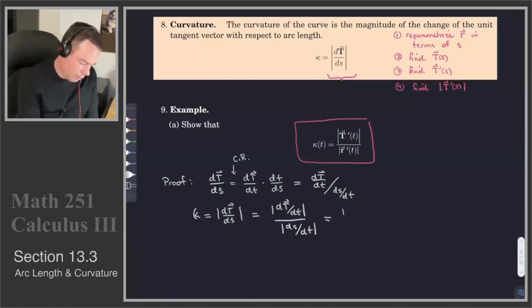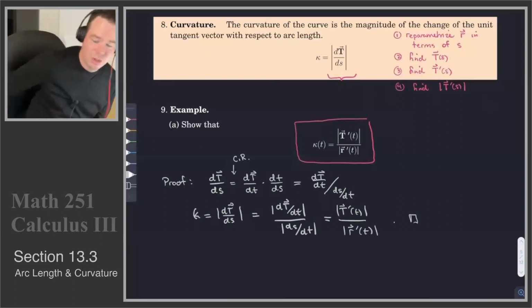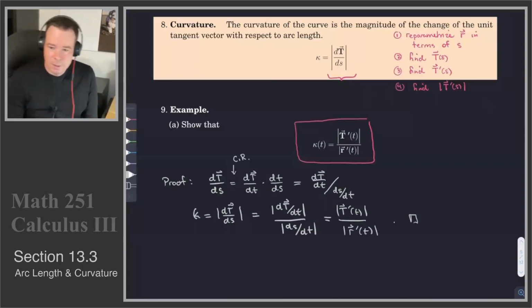But dT/dt, that's just T prime of t in magnitude. ds/dt, that's the magnitude of r prime of t. And so there's our result. It was really, again, just the chain rule. That's all it was. We wanted to take a derivative with respect to s, but we don't have it defined in terms of s. So instead, we take its derivative with respect to t and use the chain rule.